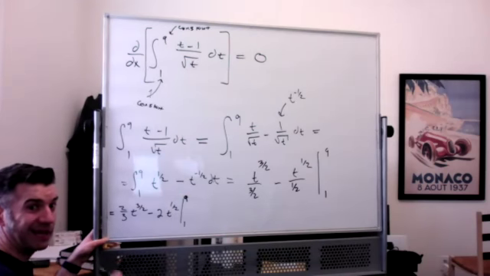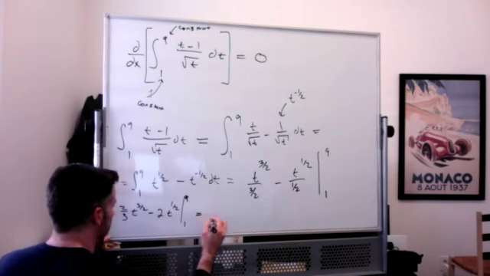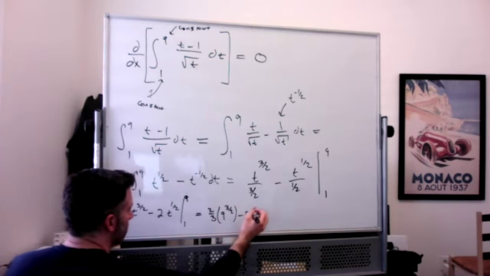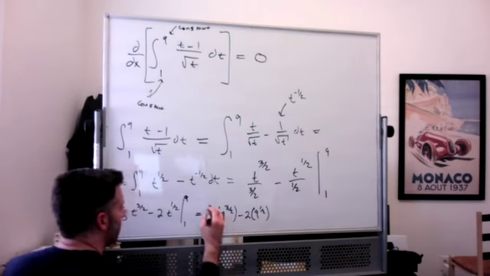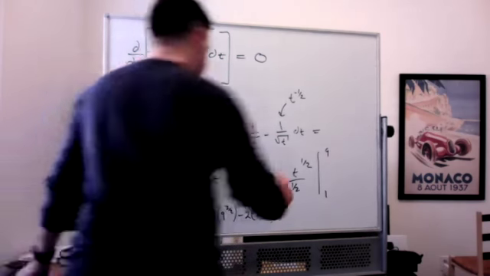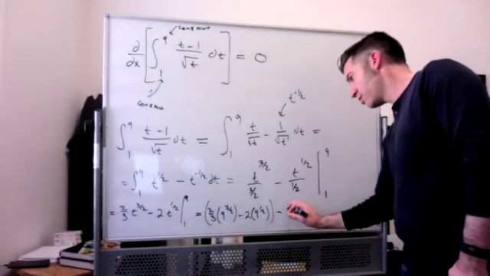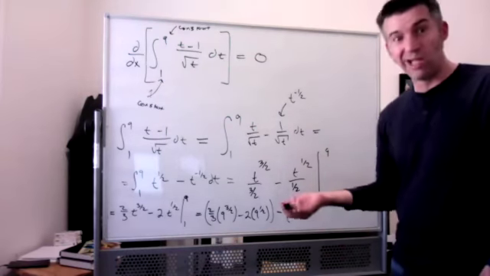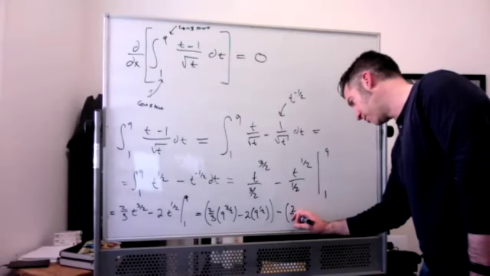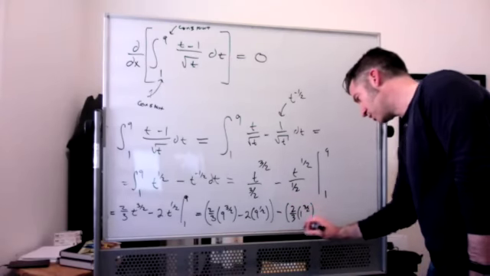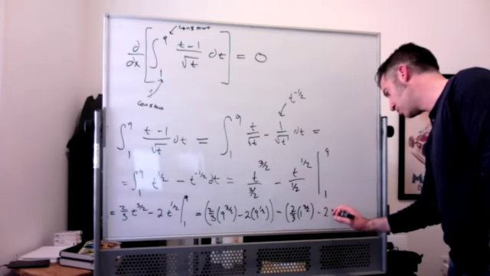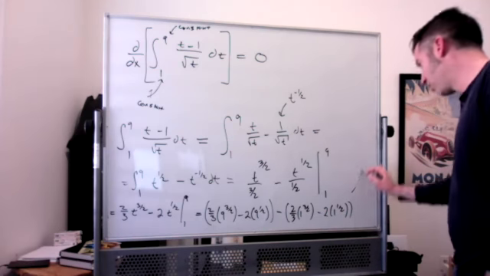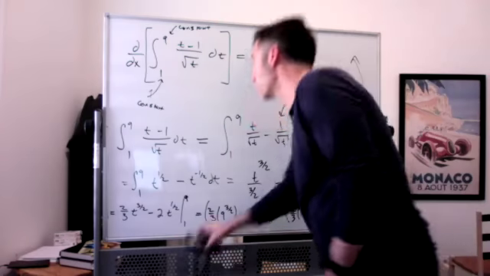And of course, we're plugging in the 9 first. So we're going to get 2/3 times 9 to the 3/2 minus 2 times 9 to the 1/2, minus. When you're plugging in 1 to a power, you just get 1. So 2/3 times 1 to the 3/2 is just 2/3. So you get 2/3 times 1 to the 3/2 minus 2 times 1 to the 1/2. And I should simplify this even though I'm kind of out of room. So let's go up here.